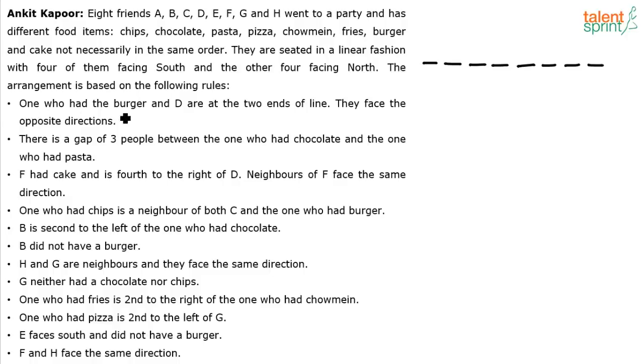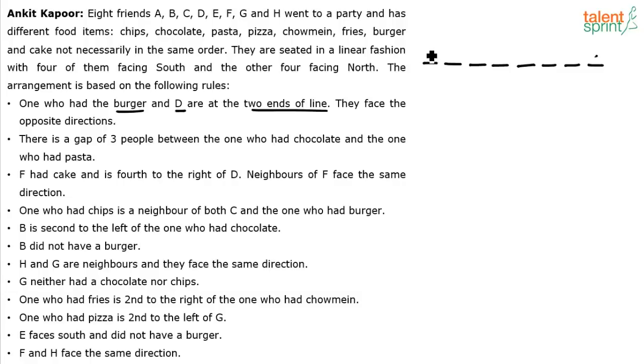Now look at the first clue. The one who had burger and D are at 2 ends of the line. They face opposite directions. So he's talking about a person who's having burger and the other person is D. They are at 2 ends of the line. Now there are only 2 ends always. So it's easy. If burger is here, D will come at this point. If D is here, then the burger will come at this point. So there are 2 possible cases. Let's take both of them, right?